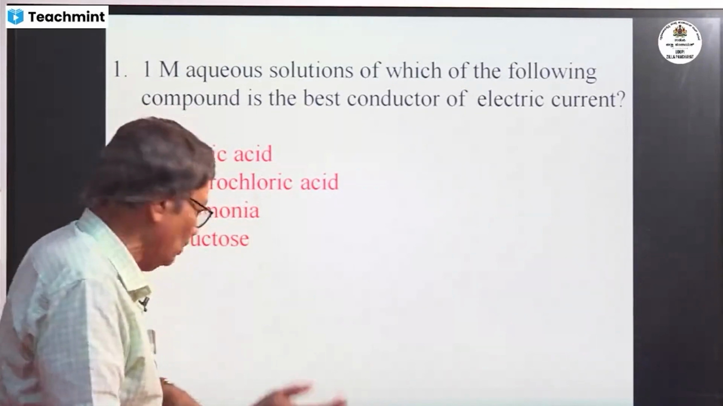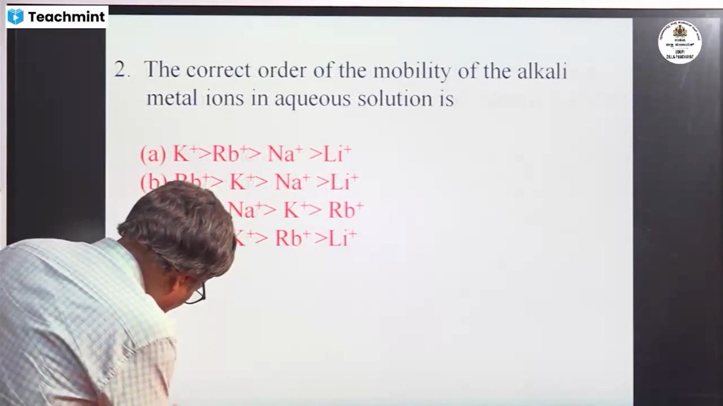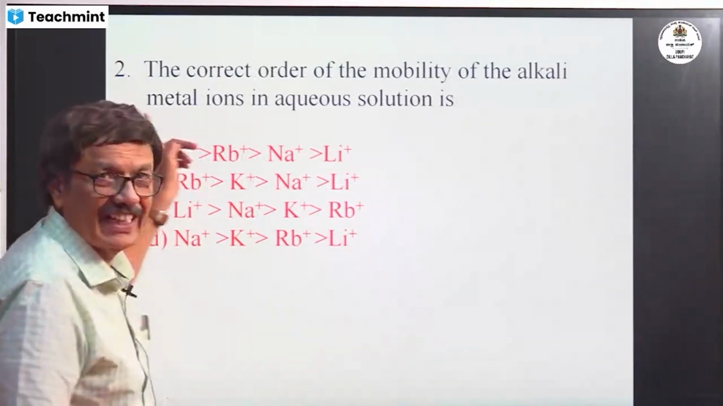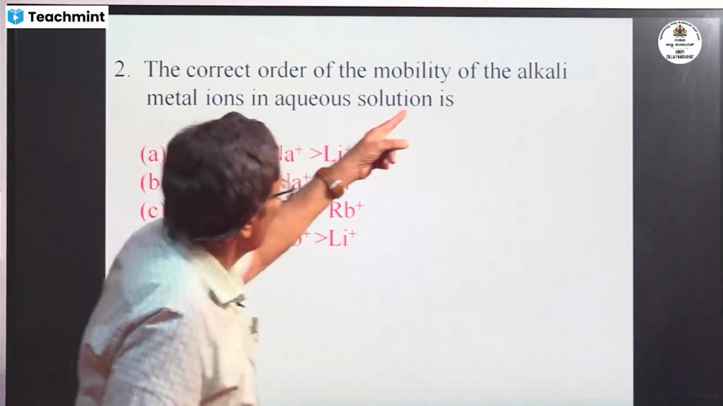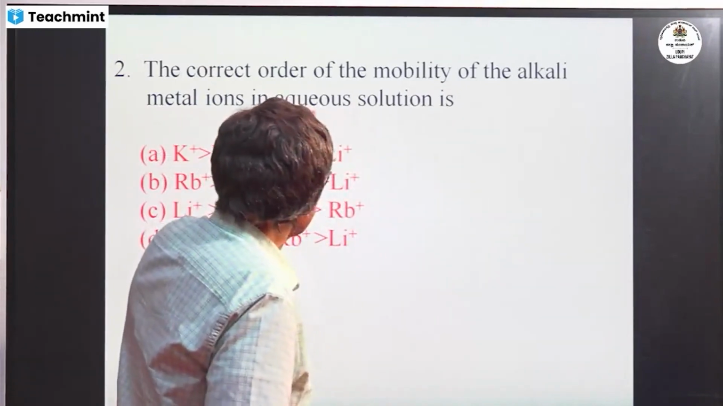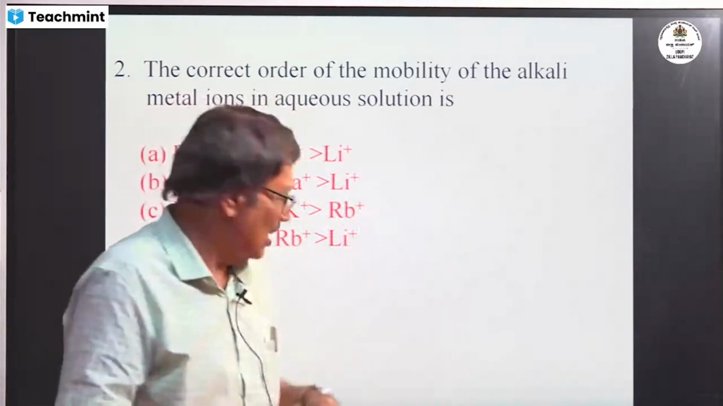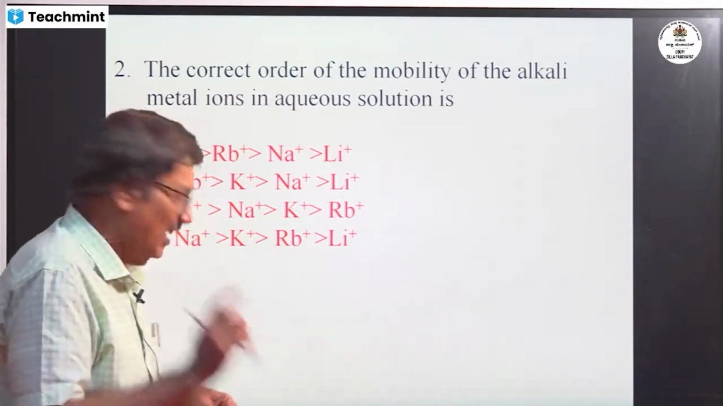Now let us move to the next question. Second one: the correct order of the mobility of the alkali metal ions in the aqueous solution is. So the first group is called alkali metals.